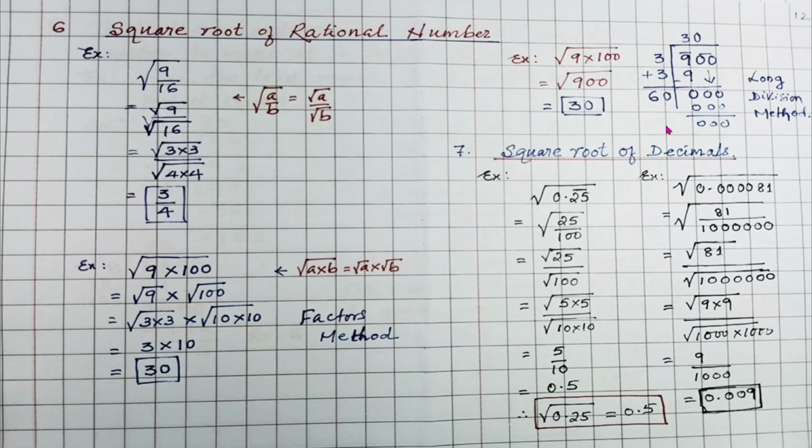Instead of that, we can even go for the long division method. Multiply 9 into 100, it becomes 900. So square root of 900 by the long division method, we get 30. So we can adopt any one of these methods to find the square root of 9 into 100.